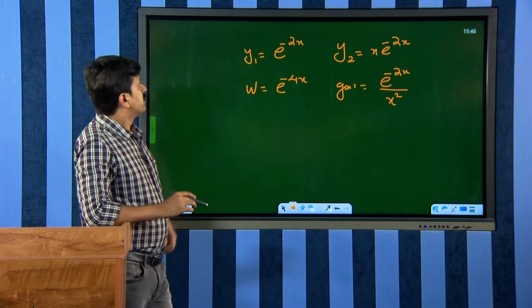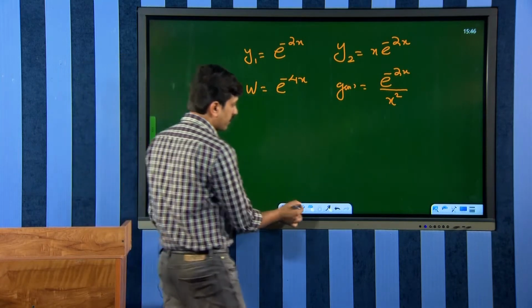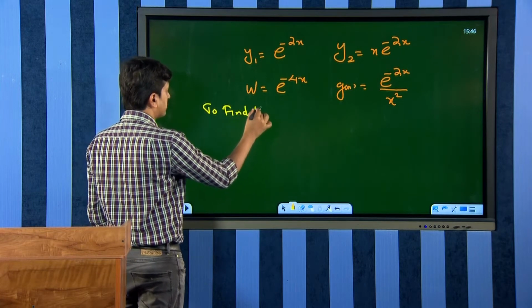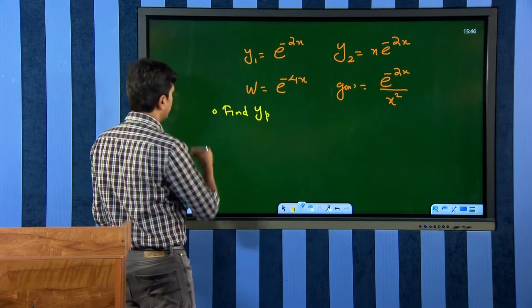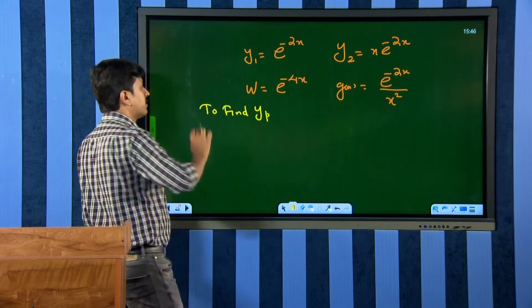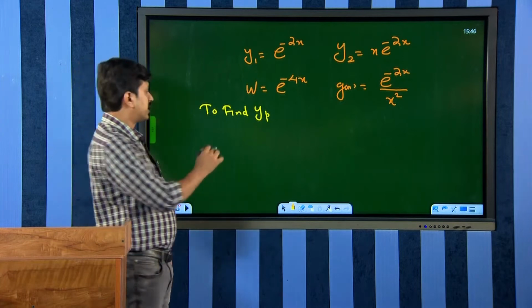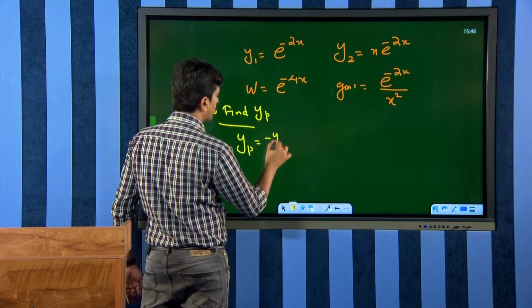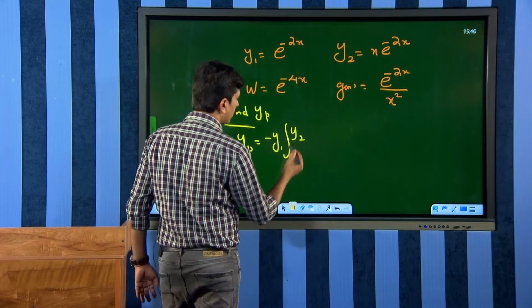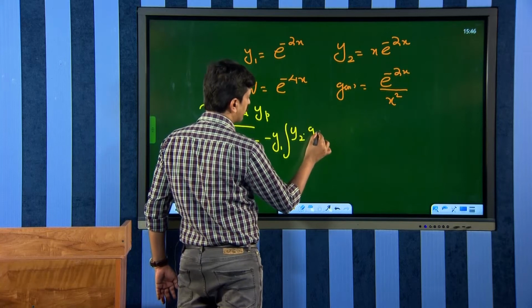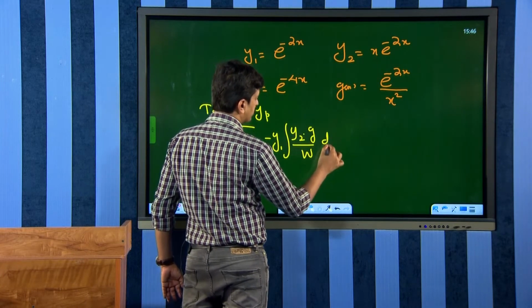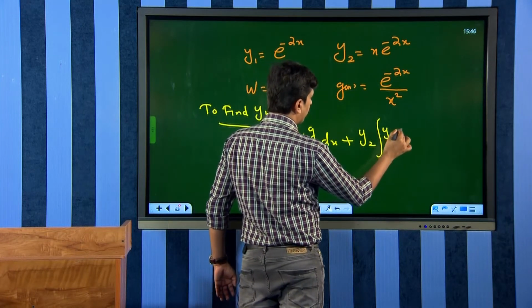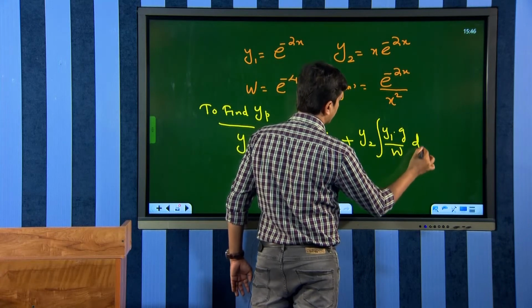Now we can use the formula to find yp. We use the formula yp = -y1 into the integral of y2 g(x) divided by the Wronskian dx, plus y2 into the integral of y1 g(x) divided by the Wronskian dx.